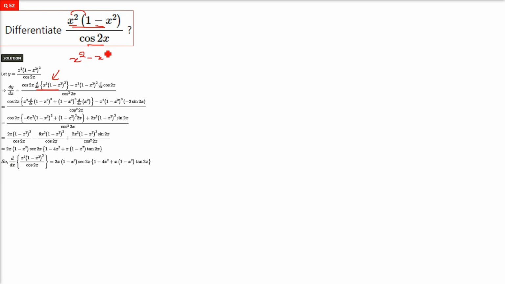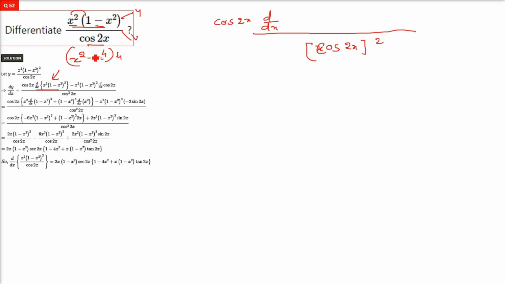So when you multiply x square with 1 minus x square, it will be x square minus x to the power 4. So this is u, this is v, u in the numerator, v in the denominator. In the denominator you get this cos 2x to the power square. We have cos 2x here, d by dx of this whole, x square minus x to the power 4, minus this term goes here, x square minus x to the power 4.